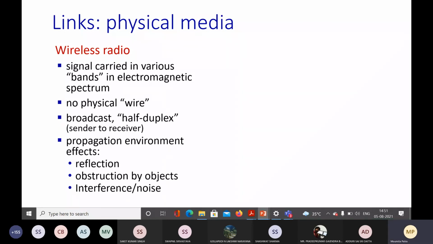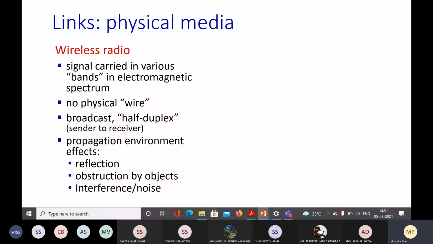But of course, as we know, when we are talking about transmission over the medium, which is air, several other problems will also come into the picture. So what are those effects that the environment has when we are trying to propagate signals over a wireless medium? You will have reflection. Reflection is one issue. Then there will be obstruction by objects, and of course there will be interference from other signals, which will act as noise to your current signal.